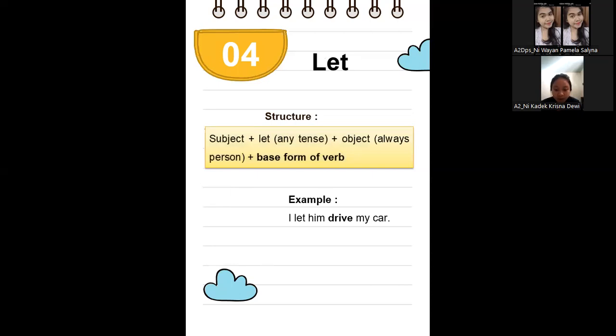Number four is let. Let means allow or permit, but the use of let in this sentence is different from these words. The structure is subject plus let or any tense plus object, always person, plus base form of verb. For example, I let him drive my car.